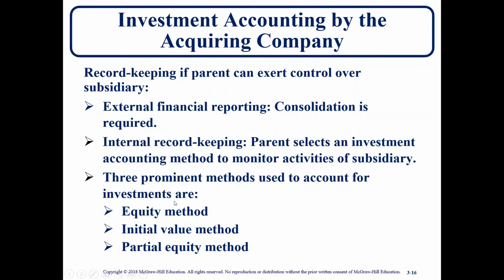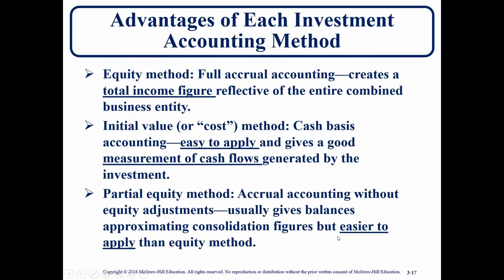Okay, so we mentioned the three methods, the options the parent company has available to keep track of their investment. They have the equity method, the initial value method, and the partial equity method. So this will be for their internal record keeping. The equity method basically gives us a total income figure that is reflective of the subsidiary's activity. As we said before, the equity method sort of resembles the retained earnings movement on the subsidiary's account.